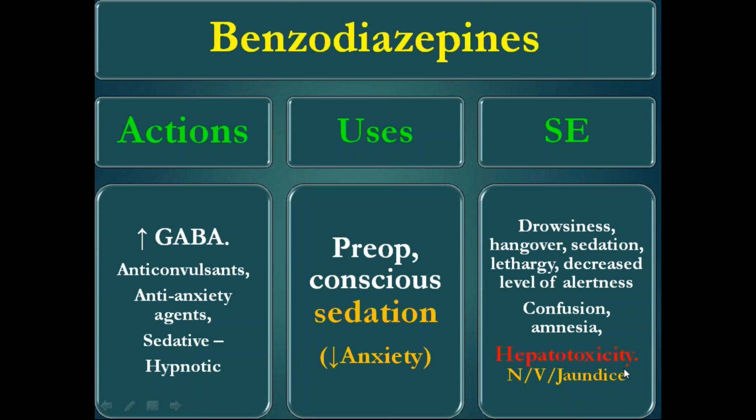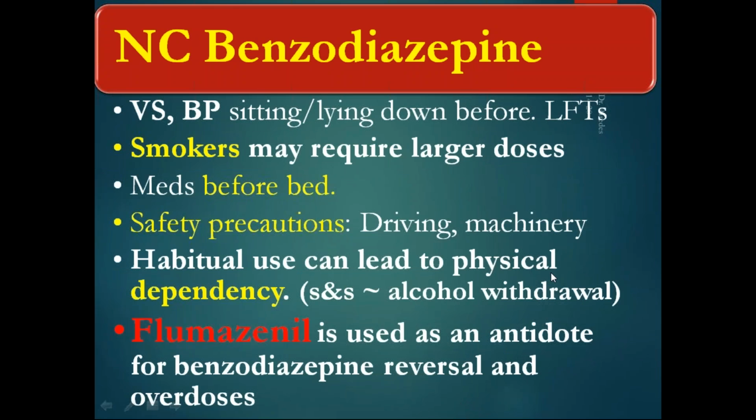Now, one of the things that is very high yield in NCLEX is that benzodiazepines can produce hepatotoxicity. If you have problems with hepatitis or some problems of the kidney or the liver, you need to avoid these benzodiazepines. How do you know that? Nausea, vomiting, jaundice. Jaundice can be an effect already. So what is your nursing consideration? The LFTs, the liver function tests.